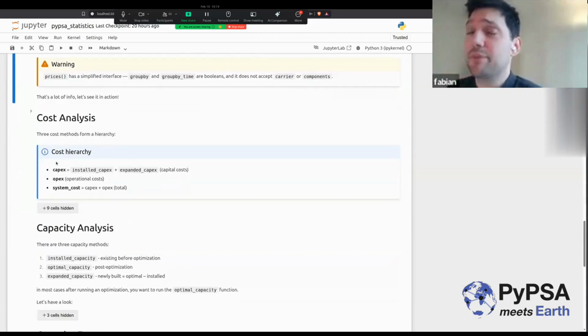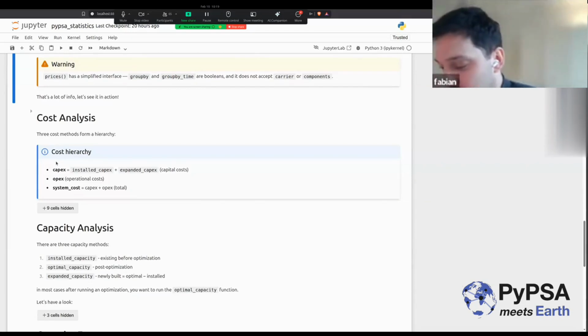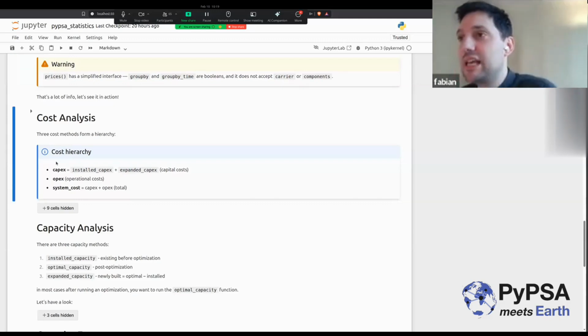So let's see it in action. Let's come back to this carbon management network that the colleagues sent us over. We now have this overview table. Okay, statistics are nice, but we want to go into the cost analysis now. What's the capex that was installed, and the OPEX and the system cost? So capex is the installed capacity and the expanded capacity together. That's sort of a PyPSA convention.